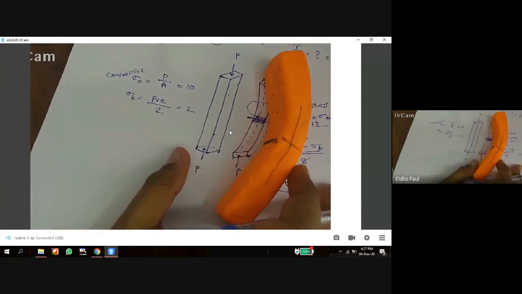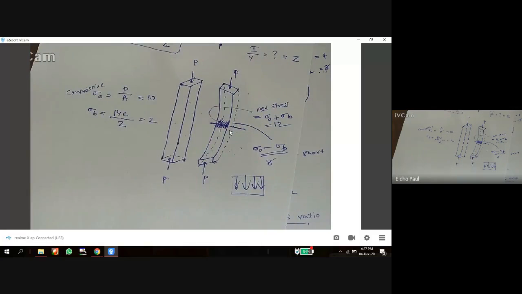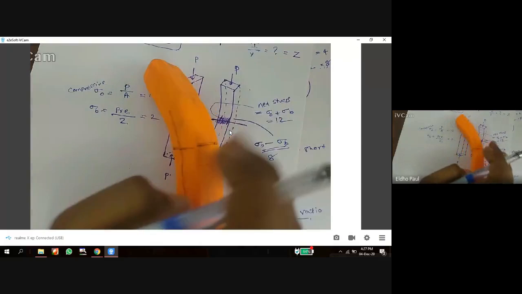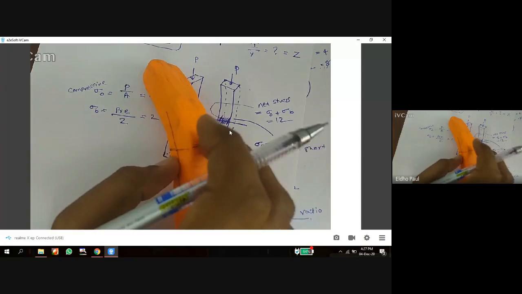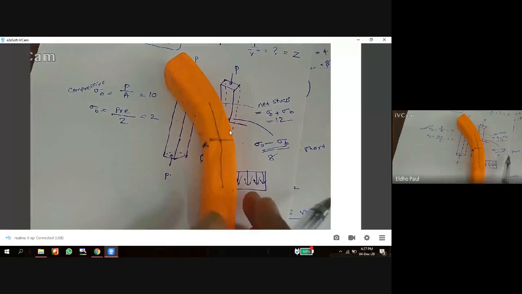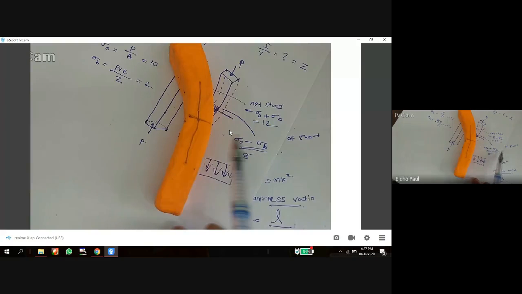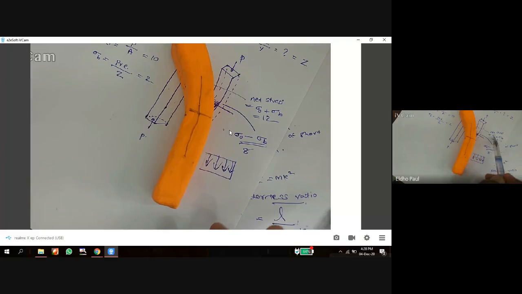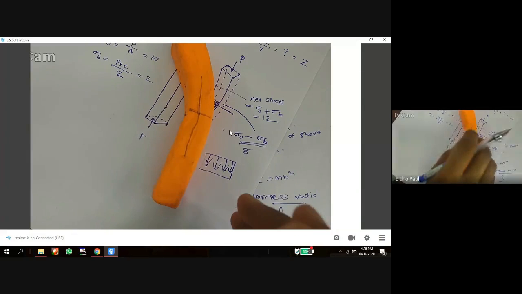So from this we can say maximum stress is at the inner surface, not at the outer surface, because here we subtract the tensile value. Okay, here we subtract: sigma 0 minus sigma b. But here we add together, both are compressive, so we add sigma 0 plus sigma b.